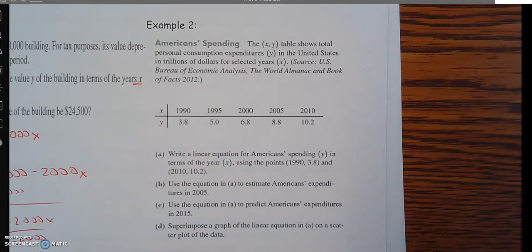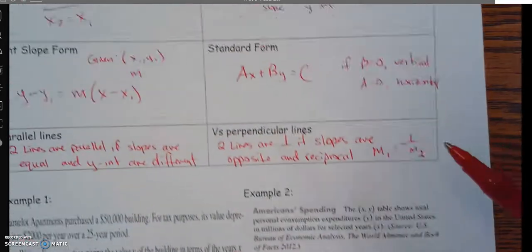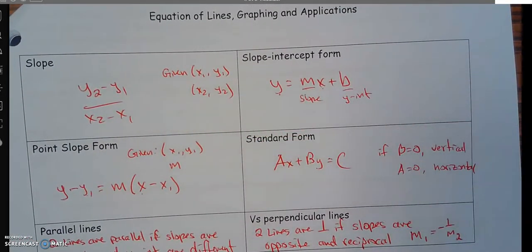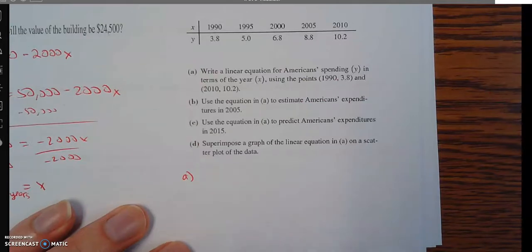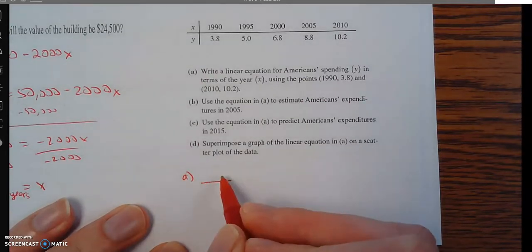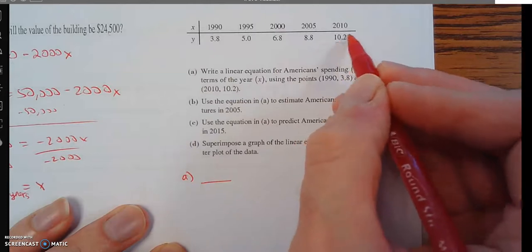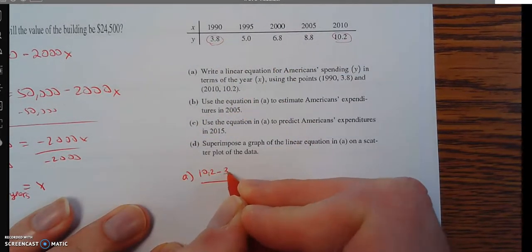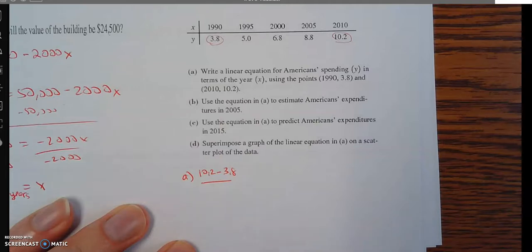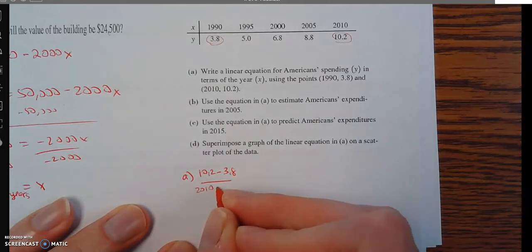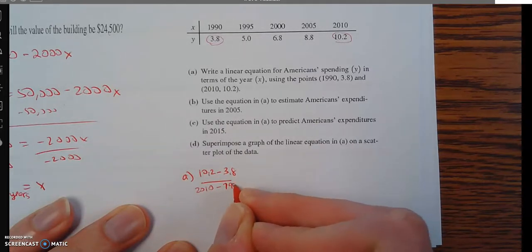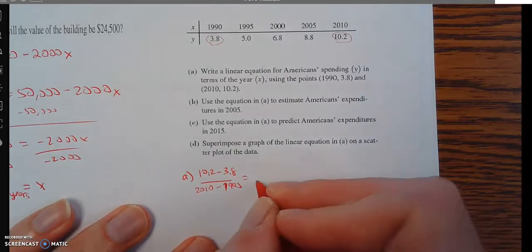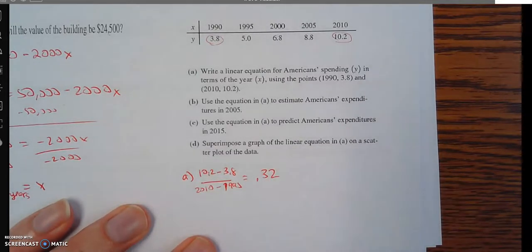So what I'm going to do is I'm going to find the slope between those two and then try to find a y-intercept for those. Okay. So the slope between these guys, I want y2 minus y1. So I'm going to look at my y values. Here's a y value, here's a y value. I'm going to go 10.2 minus 3.8. Now I want to look at the x values. So 2010 minus 1990. Okay, now if you put those in the calculator, it's 0.32.